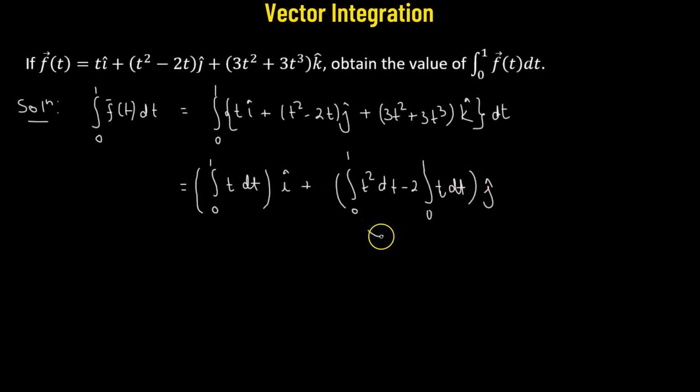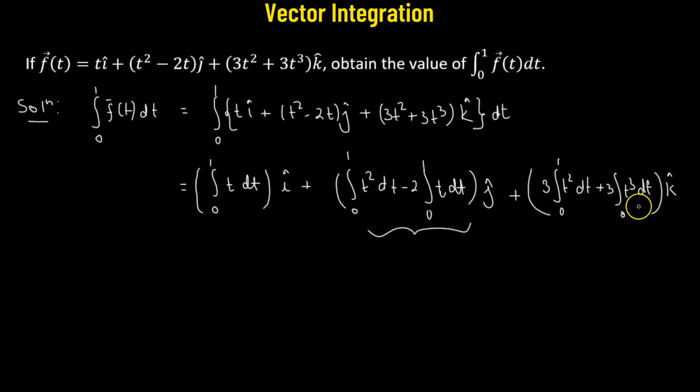This is going to be the y component, plus the integration of the z component. That will be 3 times the integral of t squared dt plus 3 times the integral of t cubed dt. Right, so this will be the z component. We're multiplying with k cap, with the limits going from 0 to 1 for each of the integrals. So let's now integrate it.